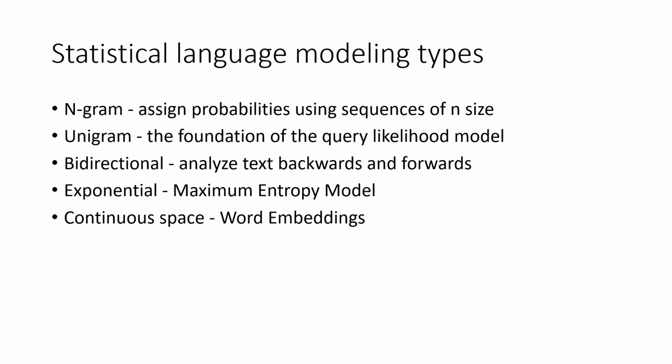N-grams are a relatively simple approach to language models. They create a probability distribution for a sequence of n words. The n can be any number and defines the size of the gram, or sequence of words being assigned a probability. The model then assigns probabilities using sequences of n size. Basically, n can be thought of as the amount of context the model is told to consider. Some types of n-grams are unigrams, bigrams, trigrams, and so on.